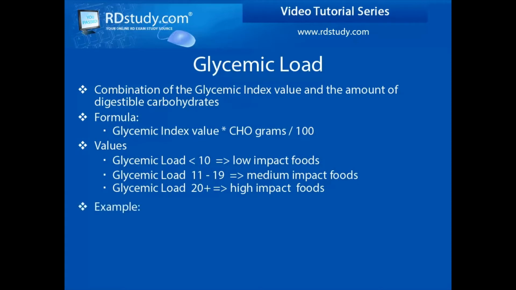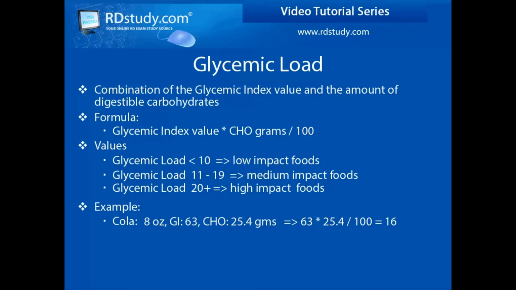For example, an 8-ounce cola beverage with a glycemic index of 63 has 25.4 grams of carbohydrates. To determine its glycemic load, multiply the GI or glycemic index by the amount of carbohydrates to get 1600. Then divide by 100 to get the glycemic load of 16. So an 8-ounce cola beverage will have a glycemic load of 16.